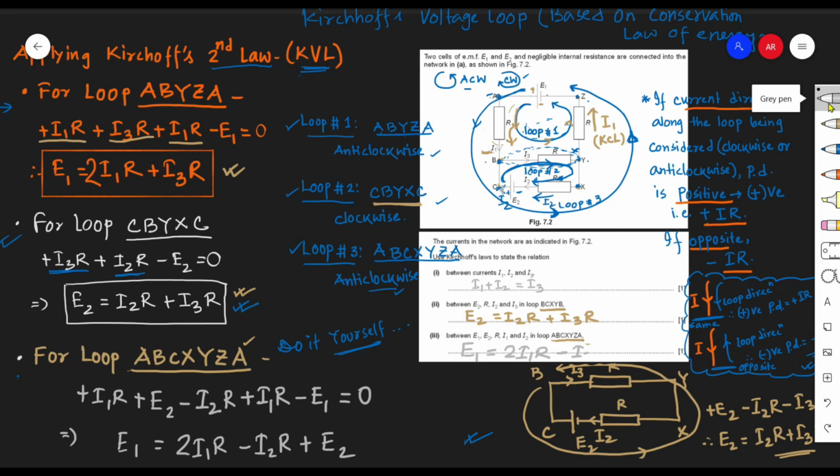All right. Here, in the third question, they simply asked what would be the relationship between E1, E2, I1, I2, and R in this outer circuit loop that we chose in loop 3: A, B, C, X, Y, Z, A. So it's all done.